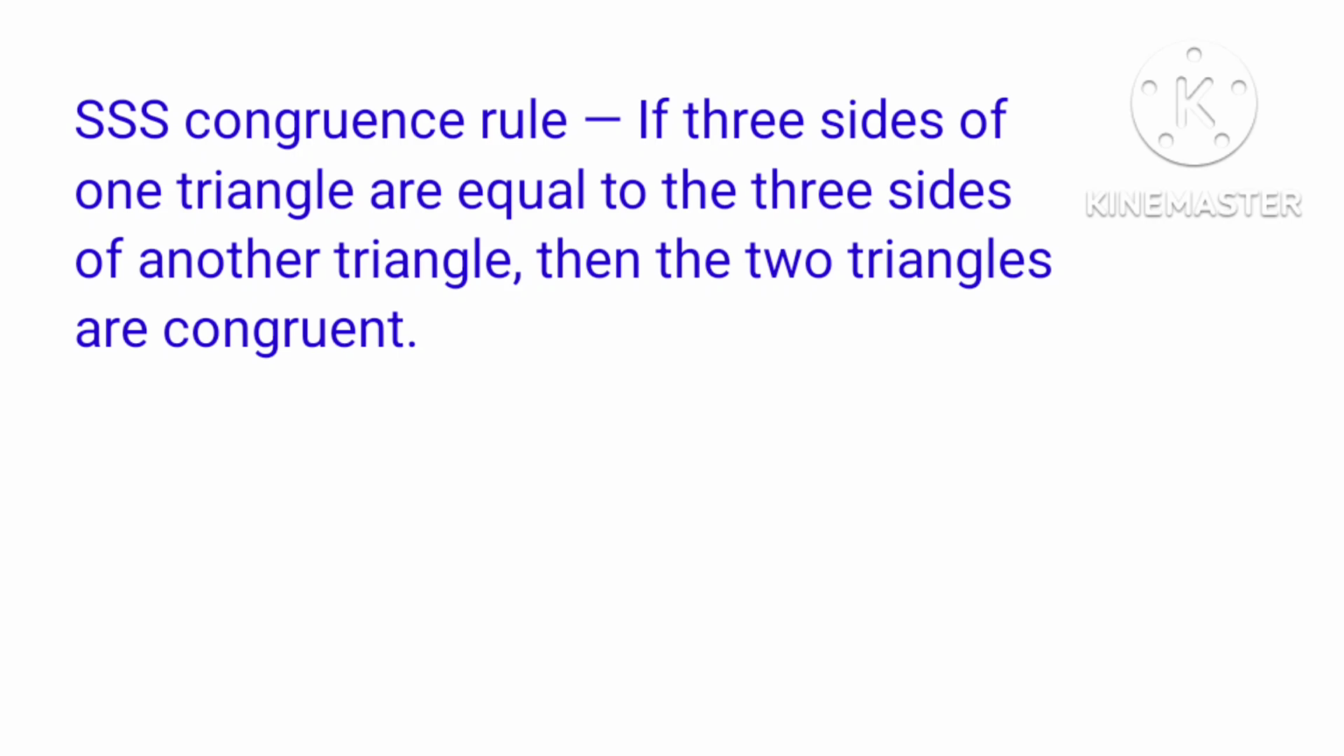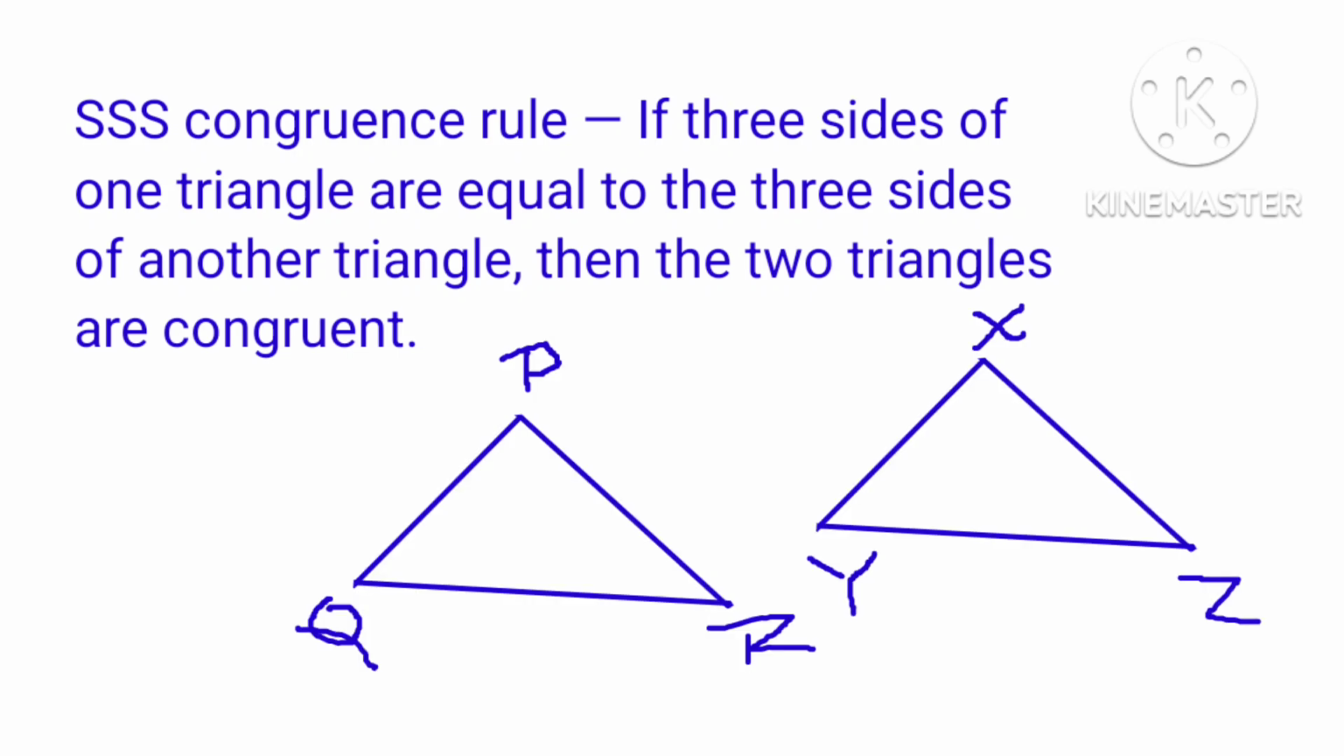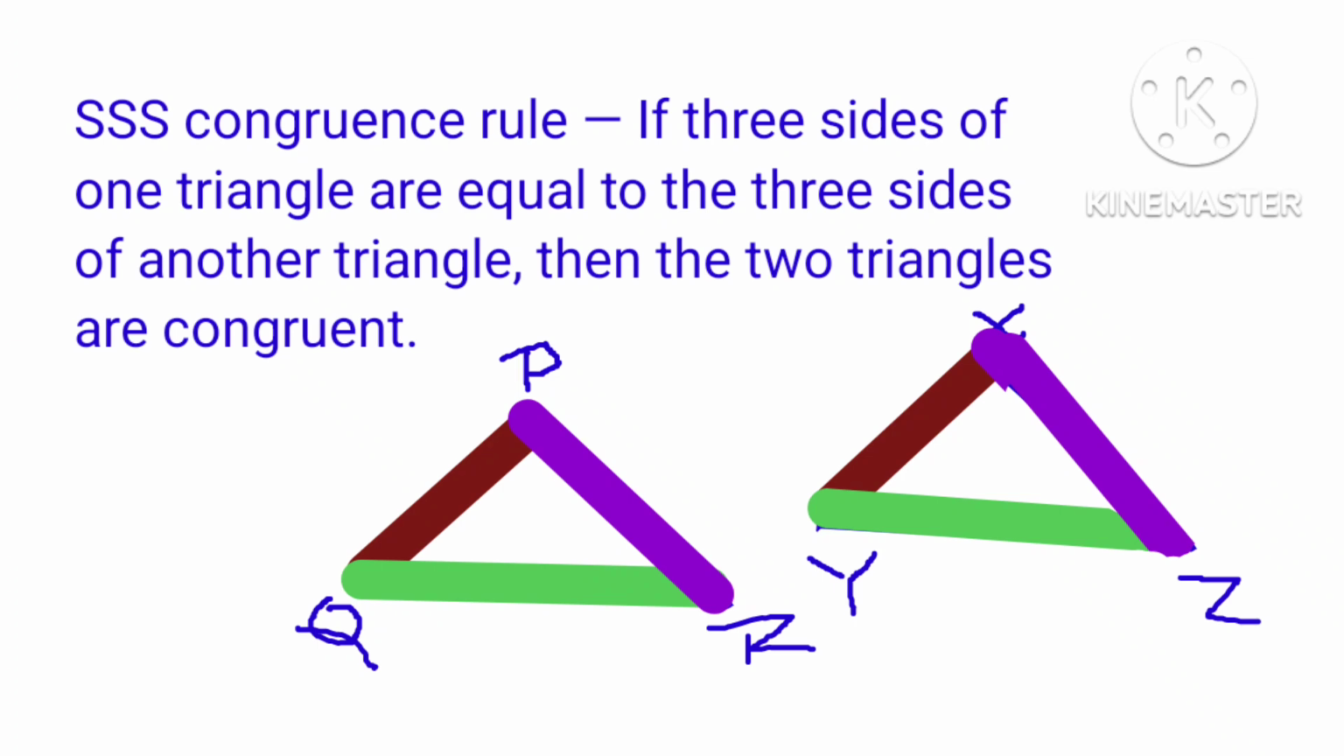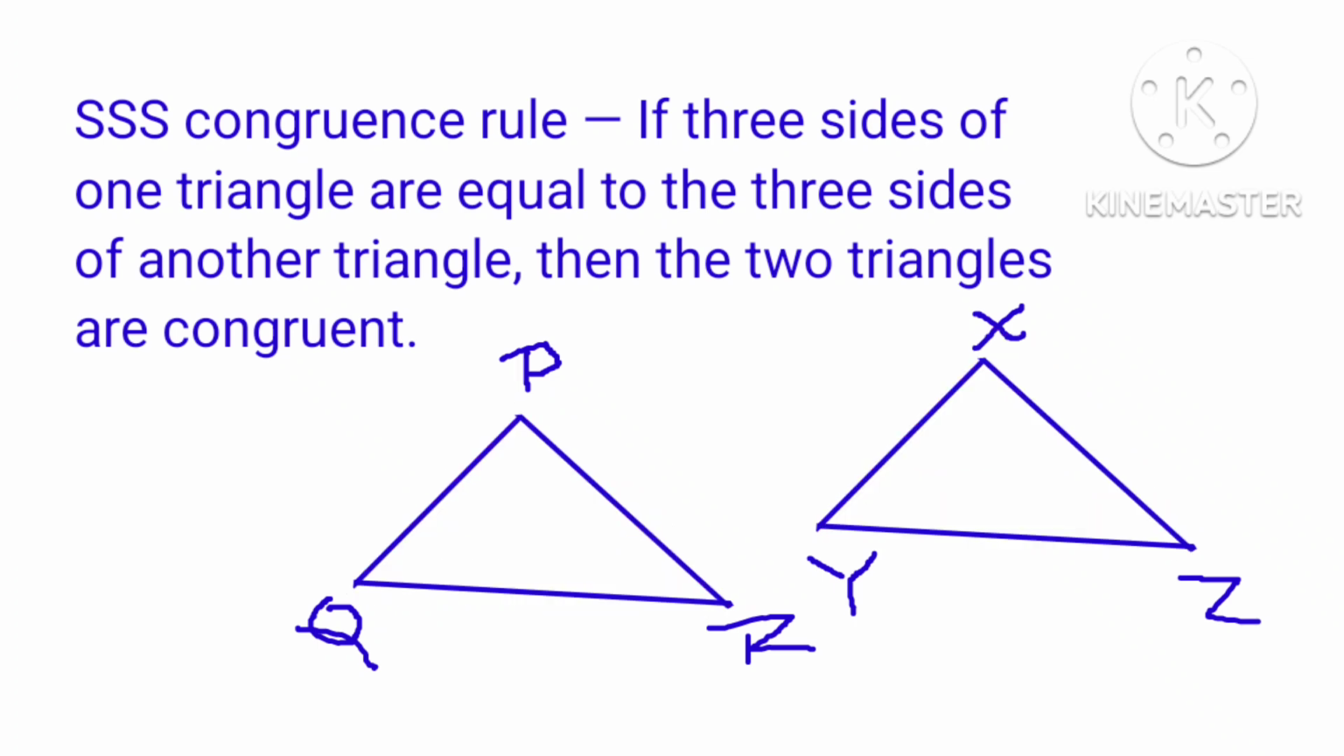If three sides of one triangle are equal to the three sides of another triangle, then the two triangles are congruent. Consider two triangles, triangle PQR and XYZ, such that PQ is equal to XY, QR is equal to YZ, and PR is equal to XZ.